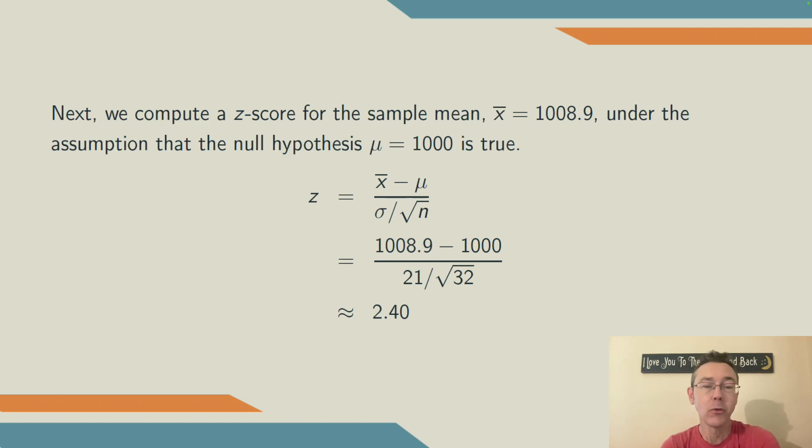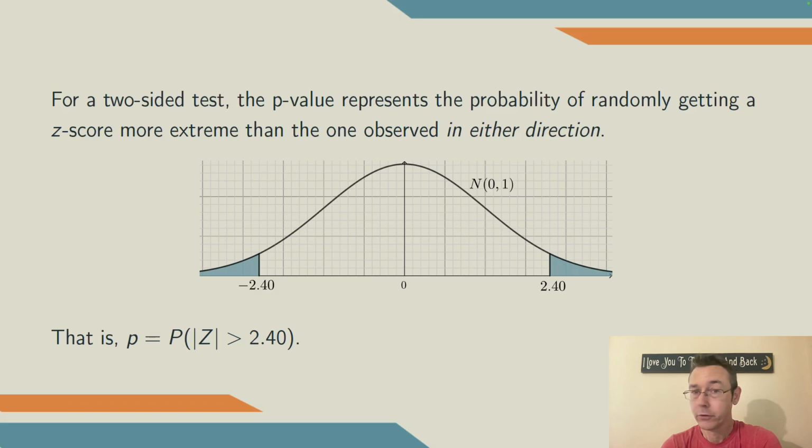When we plug in and compute, we get about 2.40. In other words, the sample mean we got here is about 2.4 standard deviations greater than what we would have expected from a sample of this size when the null hypothesis is true. For a two-sided test, the p-value represents the probability of randomly getting a z-score more extreme than the one observed in either direction. So we observed z equals 2.40, so we need the probability of randomly getting a z-score bigger than 2.40 or less than negative 2.40.